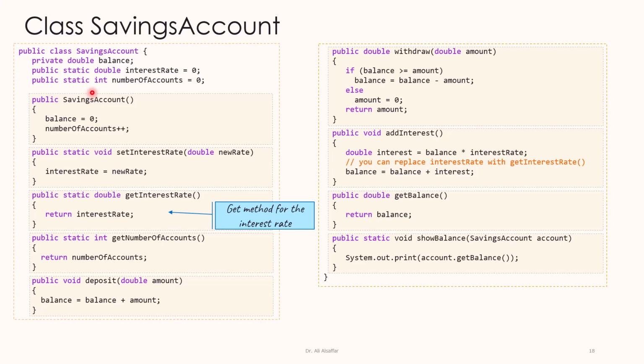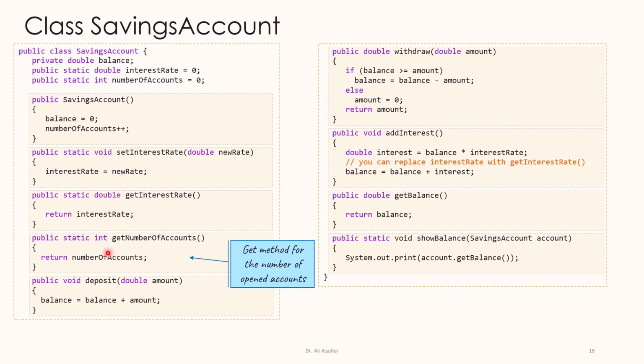That means we can change the interest rate directly by using the class name. The other static method is for getting the number of accounts. If we want to know how many accounts were opened from this class, we can simply call this method by using the name of the class rather than creating an object and calling the method from this object.